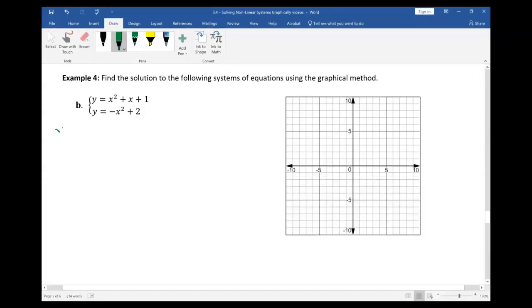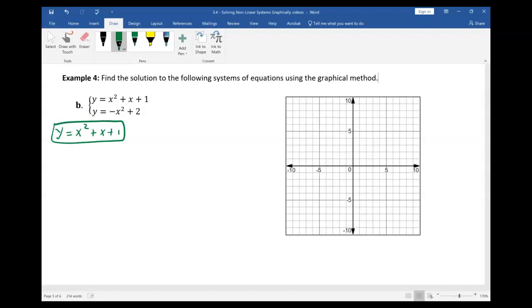So y equals x squared plus x plus 1. We are going to build a table of values. We're going to choose some values for x. So let's see, I'm going to choose -3, -2, -1, -0.5, 0, 1, and 2. Keep in mind that y equals x squared plus x plus 1.